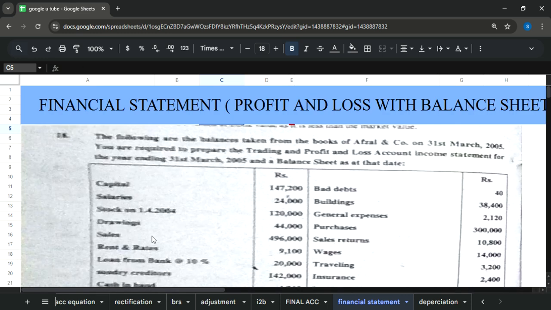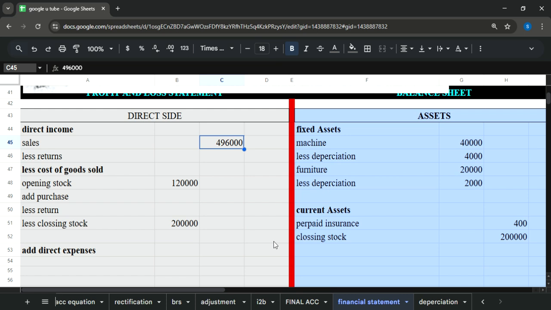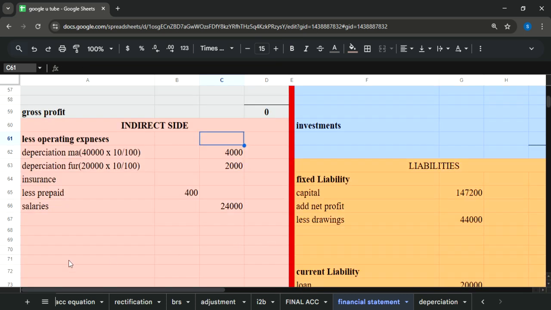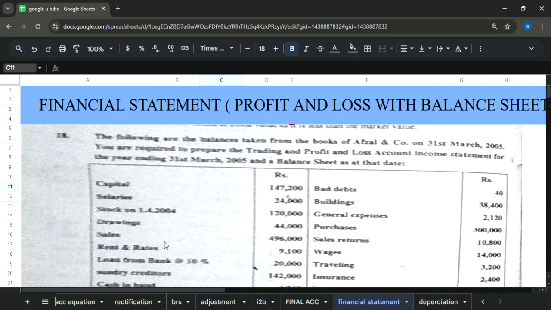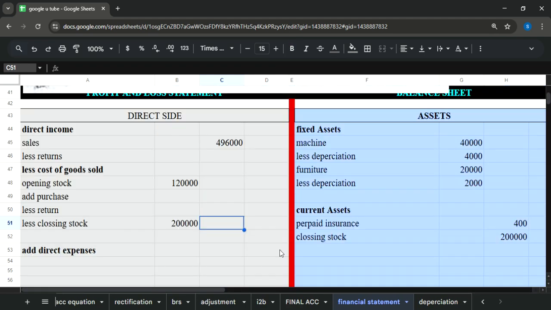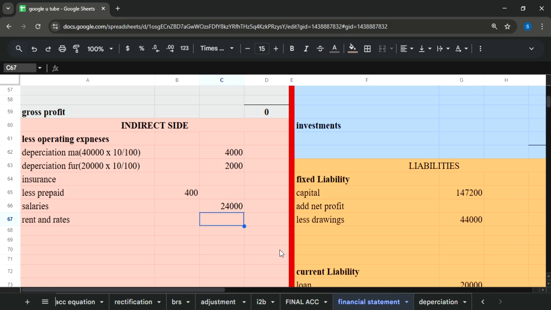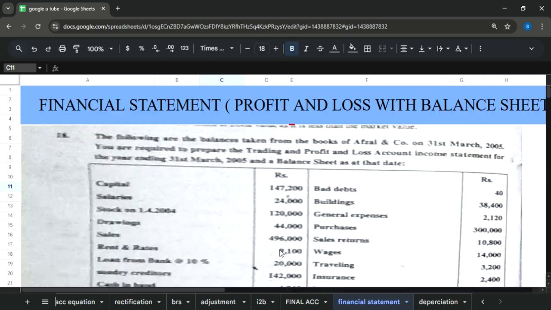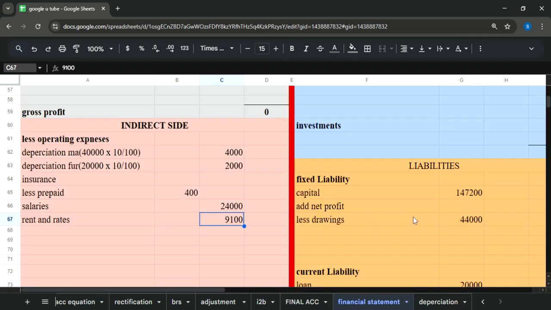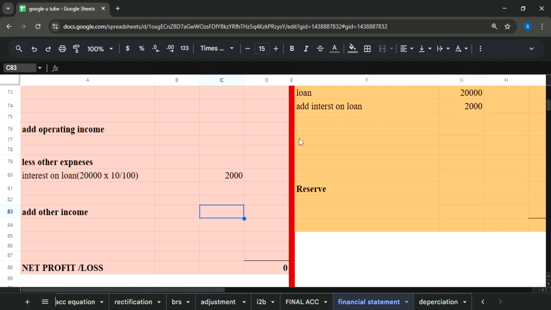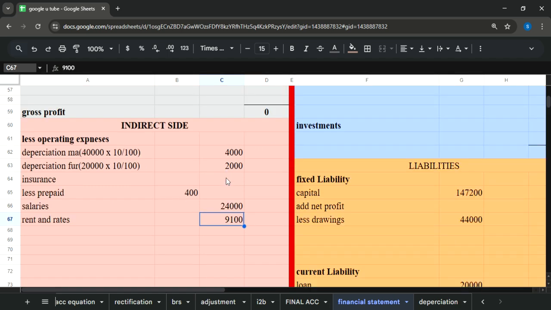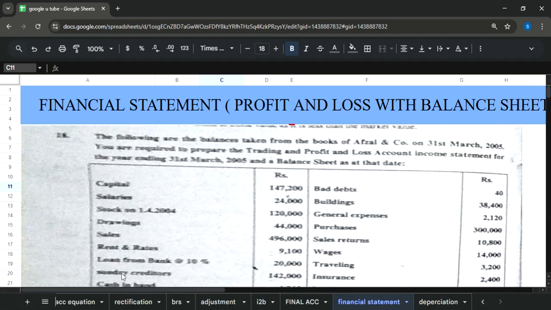After sale, we have rent and rates. So rent is part of operating expenses. So you will come over here and mention rent and rates, the amount of which is 9,100. So mention 9,100 over here. Let's proceed to the next. Loan we have already written. Look here. This was your loan 20,000 and its interest is also mentioned. So we are ready to go to the next element, sundry creditors.